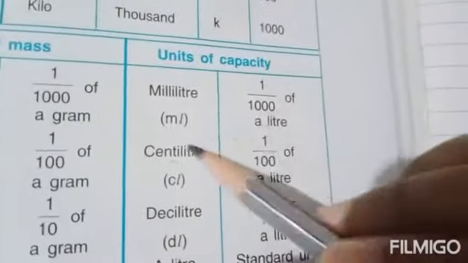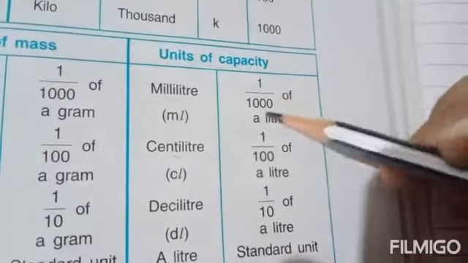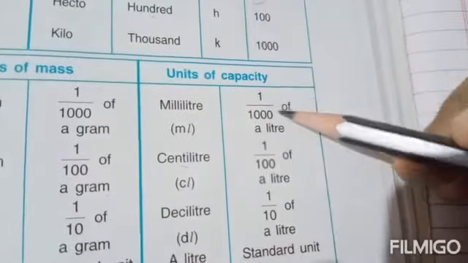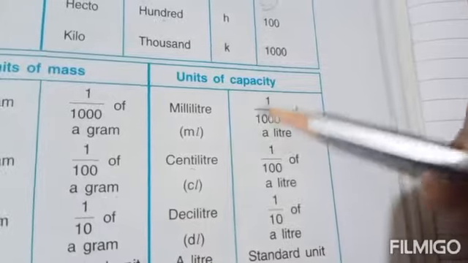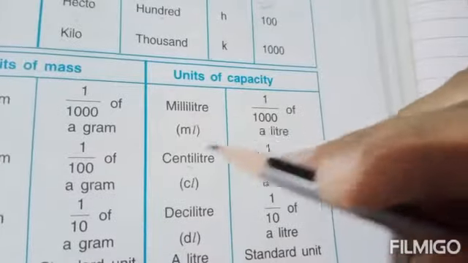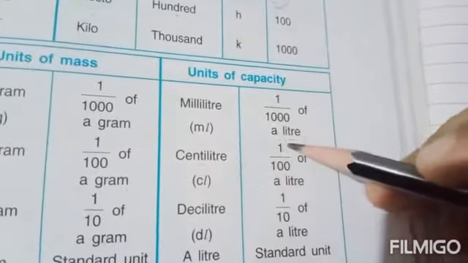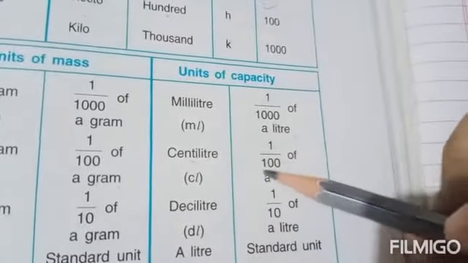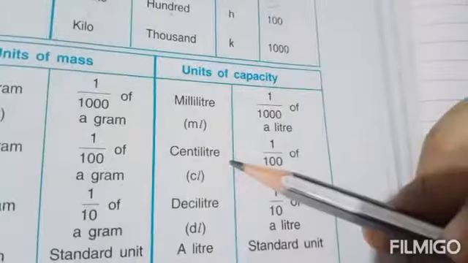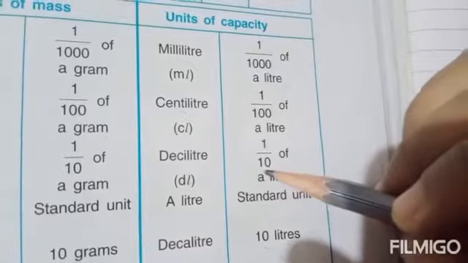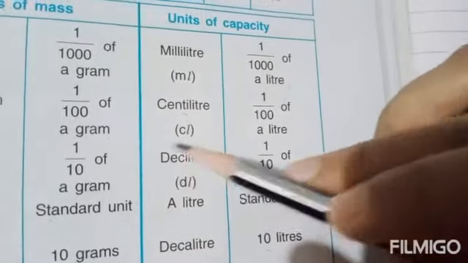Next, units of capacity. Milliliter, it is 1 by 1000 of a liter. As we told in length and mass, if a liter is divided into 1000 equal parts, each part is called a milliliter. Centiliter, it is 1 by 100 of a liter. That is, if 1 liter is divided into 100 equal parts, each part is called a centiliter. Next, deciliter. If 1 liter is divided into 10 equal parts, each part is called a deciliter.